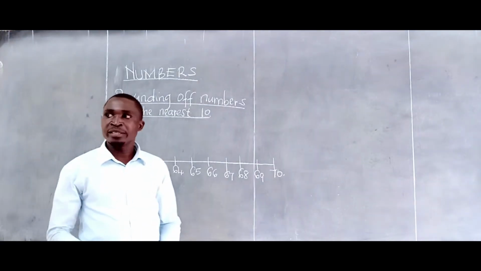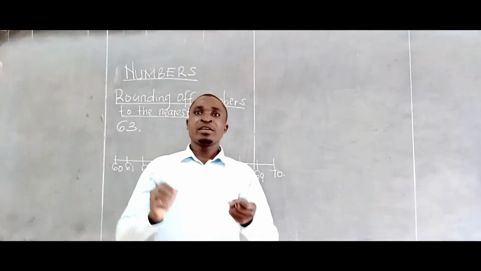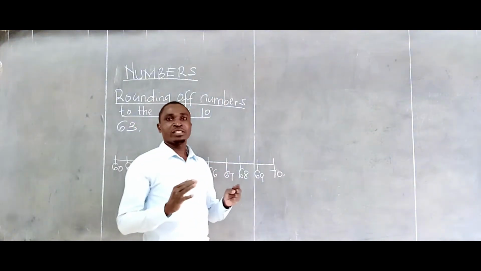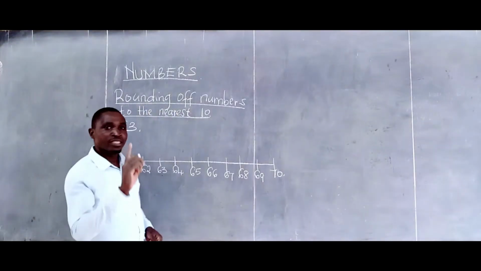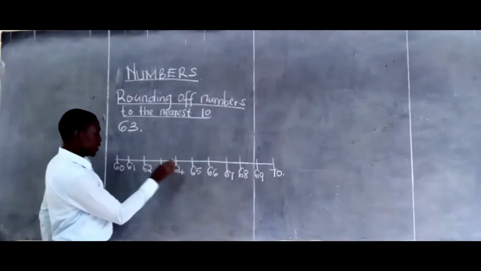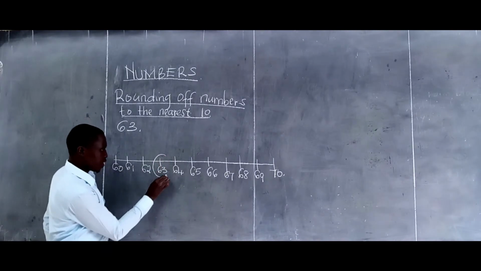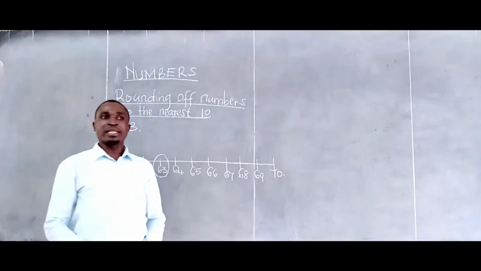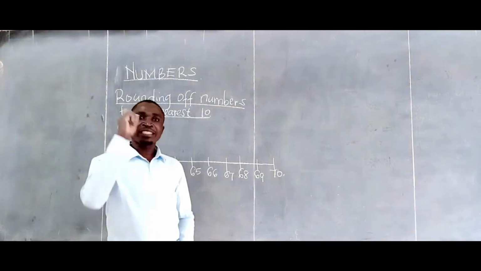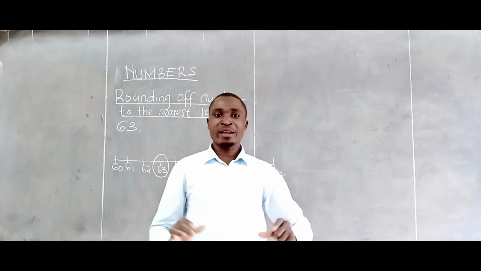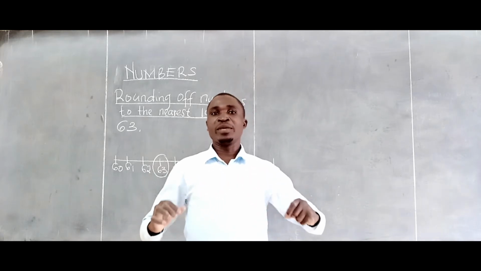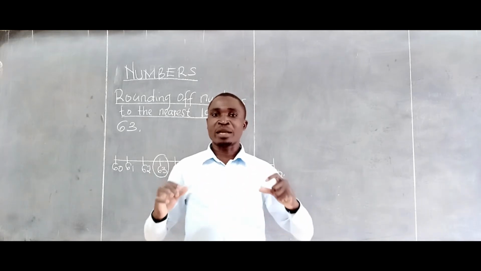Here is a number line where I have written from number 60 up to number 70. Our number which we have picked here is 63. That is our number, 63. We want to round it off. That is step number one. We have drawn a number line. So wherever you are, do the same activity with me. We draw a number line. That is step number one.